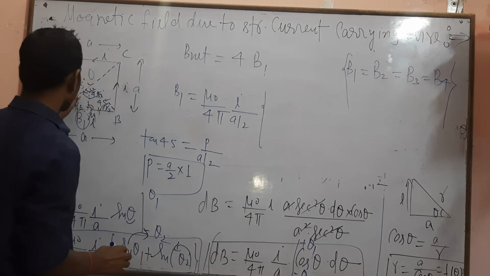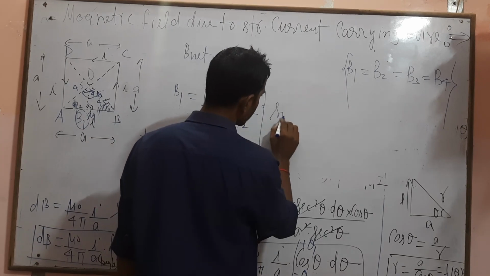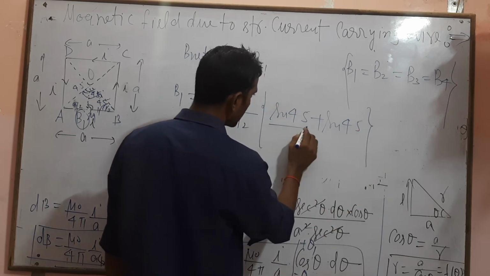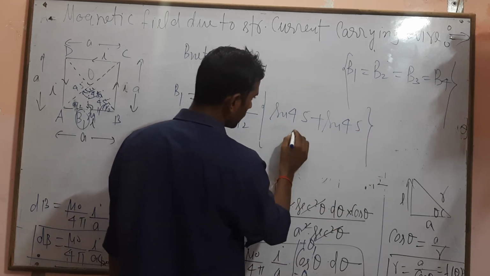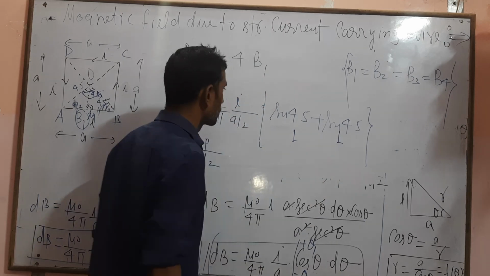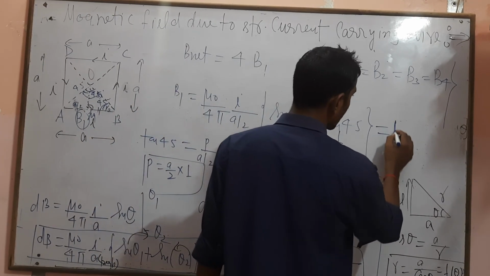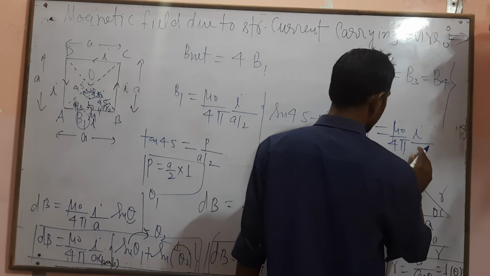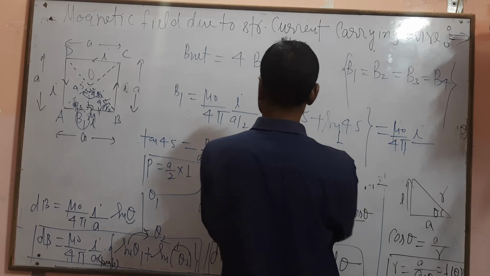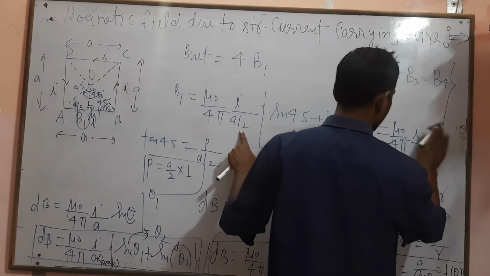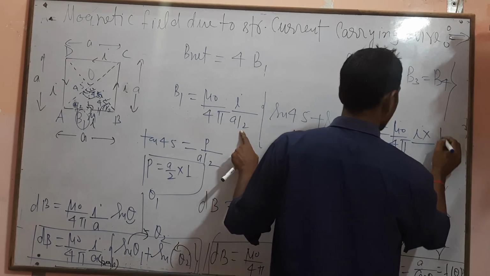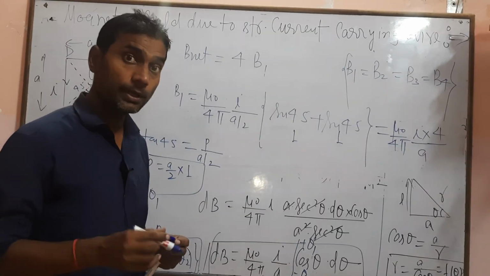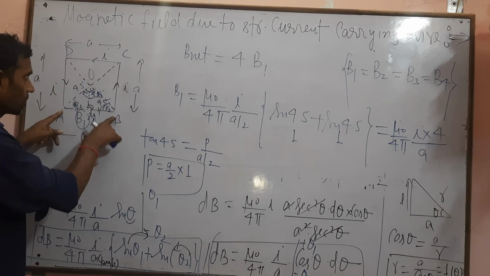Next, theta 1 is 45 and theta 2 is 45, and they are in the opposite sense. Sine 45 plus sine 45, where each sine 45 gives 1 by root 2, so the sum equals root 2. By that we can say the value equals mu naught by 4 pi times I divided by A by 2, times the sum, which gives 4 divided by A. So this is the magnetic field due to the AB wire at point O.